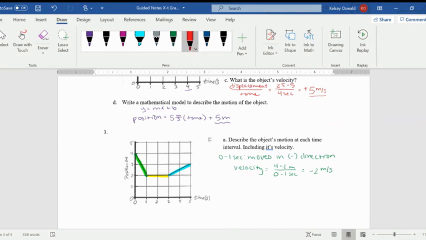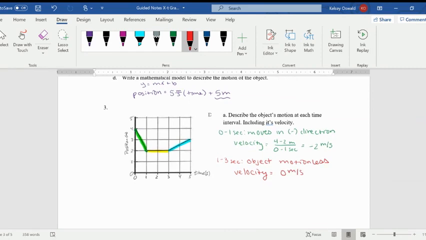Okay. So then if we look at 1 to 3 seconds, here we have a horizontal line. So our object is going to be motionless. Our position is not changing. Okay. And since our position is not changing, we have that horizontal line. Our velocity in this case is going to be 0 meters per second. Okay, because we know when we have a horizontal line, our slope is going to be 0.